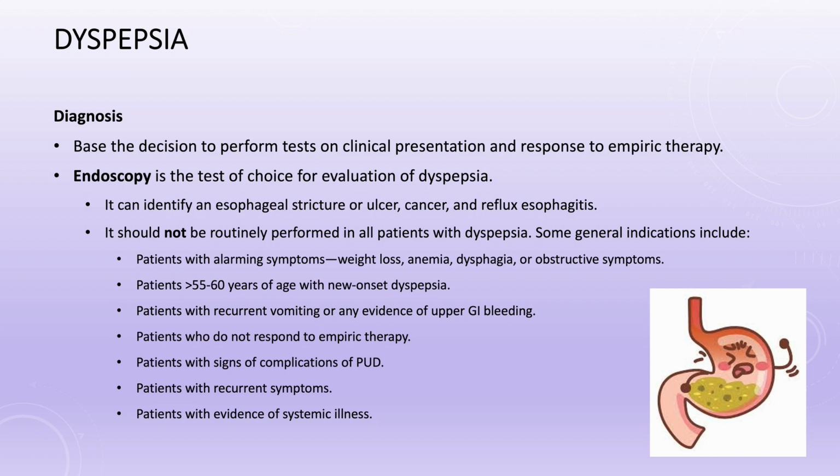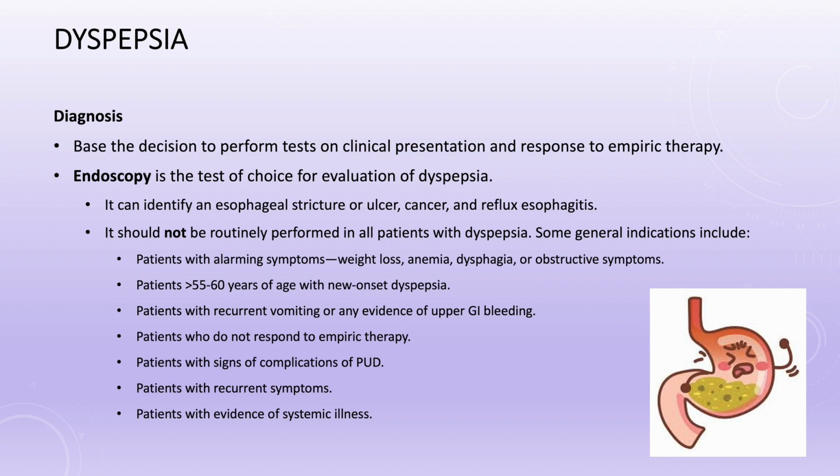So patients with alarm symptoms are those that you cannot ignore. So weight loss, anemia, dysphagia, obstructive type symptoms. You cannot ignore those. You have to do an endoscopy. And what we're really looking for in endoscopy is not necessarily dyspepsia, because dyspepsia is a symptom. So we're looking for signs of strictures, ulcers, cancer, reflux esophagitis, and things of that nature.